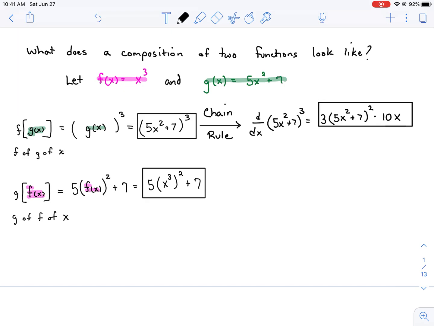Okay, I'm not going to do the bottom example because that's a poor example of the chain rule, but maybe you have an idea how I figured out the derivative of 5x squared plus 7 all raised to the third power. And now that I've done the example, I'm going to show you the general rule. So here we go.